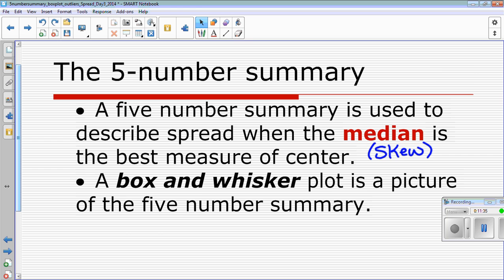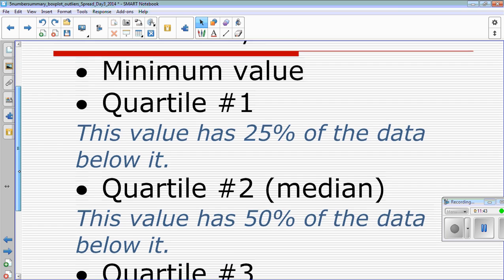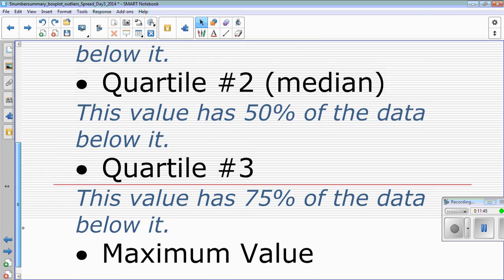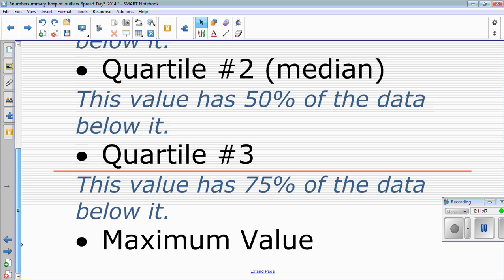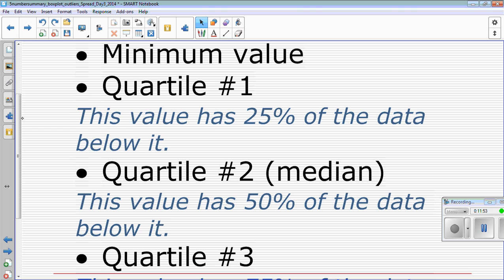Okay, now let's go back to the 5-number summary thing. What are the 5 numbers in the 5-number summary? Hopefully you know this by now. Minimum, Q1, Q2, Q3, and the max. Now Q2, I never call it that, ever. It's always the median. So we just skip 2 to get to 3.